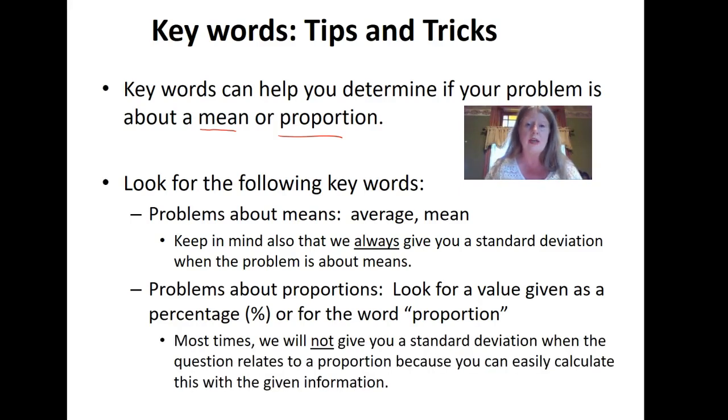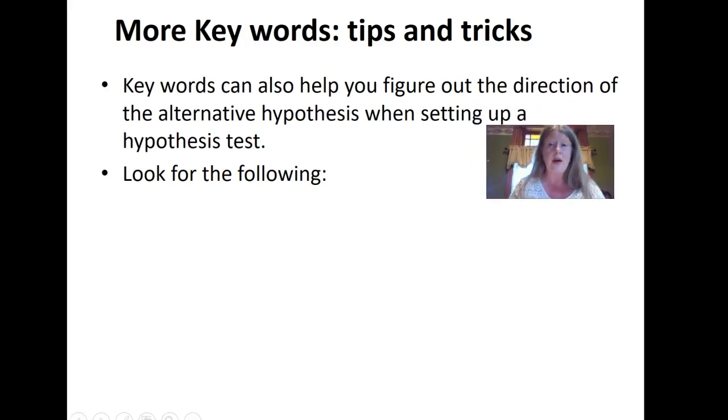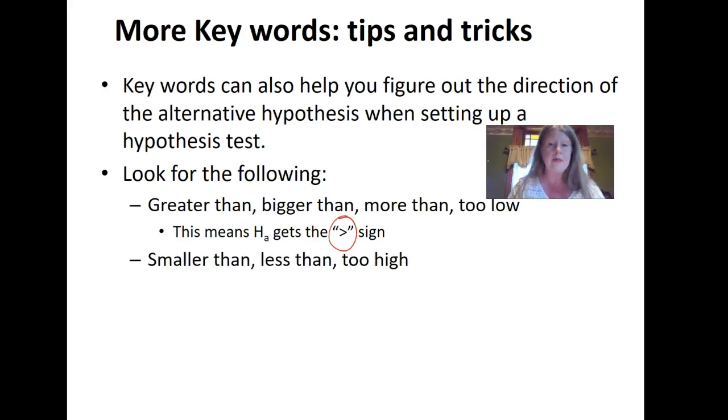Look for the word proportion. Again, most times we won't give you a standard deviation along with proportions because you don't actually need that to compute the test statistic. And also quickly, again, if you're trying to figure out the direction of the hypothesis when you're conducting a hypothesis test, look for things like greater than, bigger than, more than, or too low. That means you should get the greater than sign in the alternative hypothesis. Look for smaller than, less than, too high, things like that to know that you should have the less than sign in the alternative hypothesis.